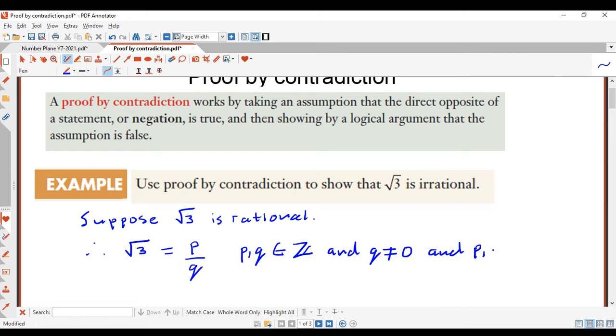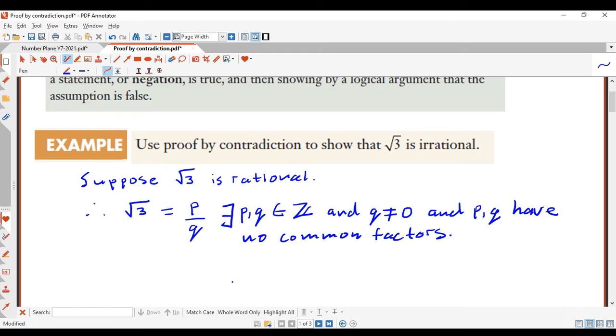And P and Q have no common factors. Right, and that simply means that the fraction P over Q is the simplest possible fraction using the numbers P and Q. Now, if you really want to go crazy on the symbols here, we could say there exists a P and Q, which are elements of the integers, and Q is not equal to 0, and P and Q have no common factors. Okay, so that's our starting statement.